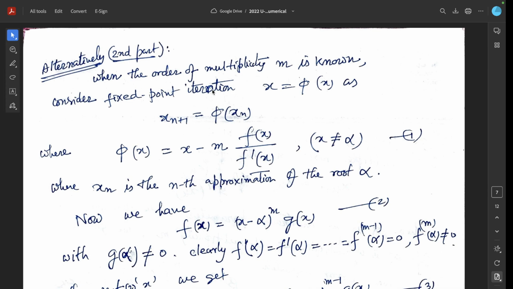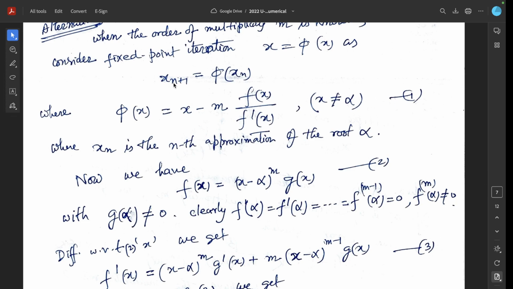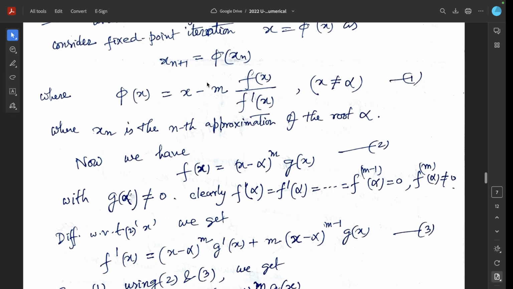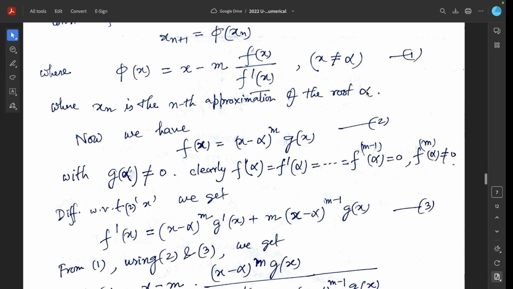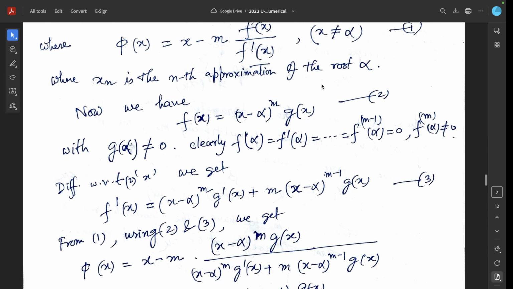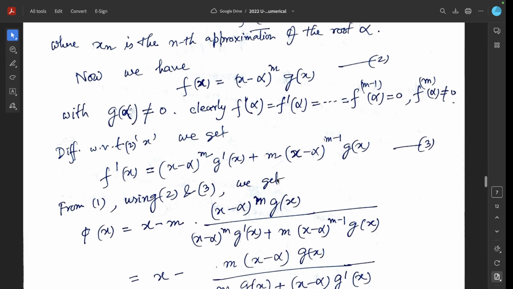Now we can derive this general formula in an alternative way. When the order of multiplicity m is known, consider the fixed point relation x equal to phi x, as x_{n+1} equal to phi x_n, where phi x equals x minus m f(x) by f dash x, x not equal to alpha. x_n is the nth approximation of the root alpha. Now we have f(x) equal to (x minus alpha) to the power m g(x), and g(alpha) not equal to 0. Clearly f alpha, f dash alpha, up to the (m minus 1)th derivative at alpha are equal to 0, and the mth derivative at alpha is not equal to 0.